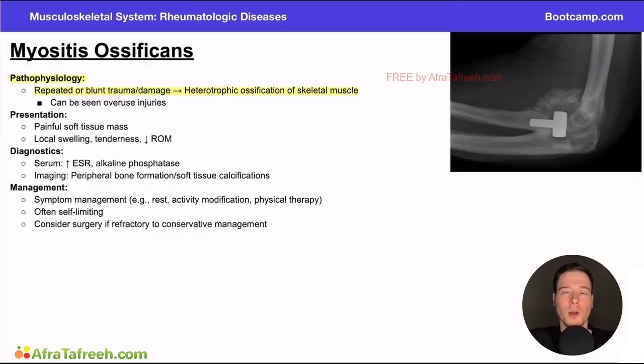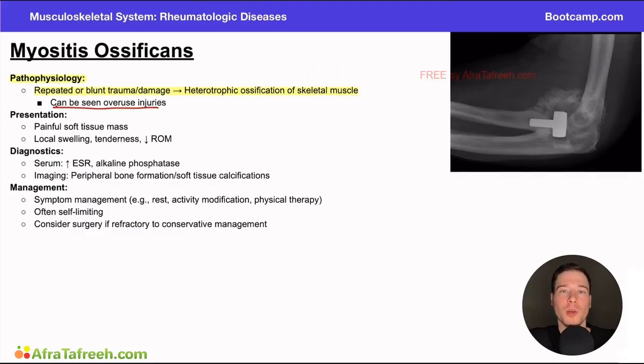Now, when can this occur? Well, we talked about it can occur in blunt trauma, but it can also occur with a lot of overuse injuries. And so these are the two key ones that you need to keep in mind. So it can occur in athletes, let's say a football player that continuously gets tackled in the thigh. It would be reasonable that over time this soft tissue could develop bone formation or heterotopic ossification.